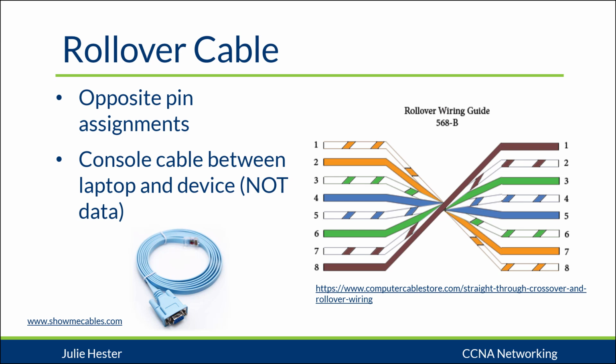The final type of cable I want to discuss is a rollover or console cable. This is the type of cable that you will use in a data center to connect your laptop to a router or a switch. And with a rollover cable, what you'll see is the wiring on the left-hand side is swapped with the right-hand side so that the opposite pin alignments are set up. So what was in pin 1 becomes 8, 2 becomes 7, and so forth.